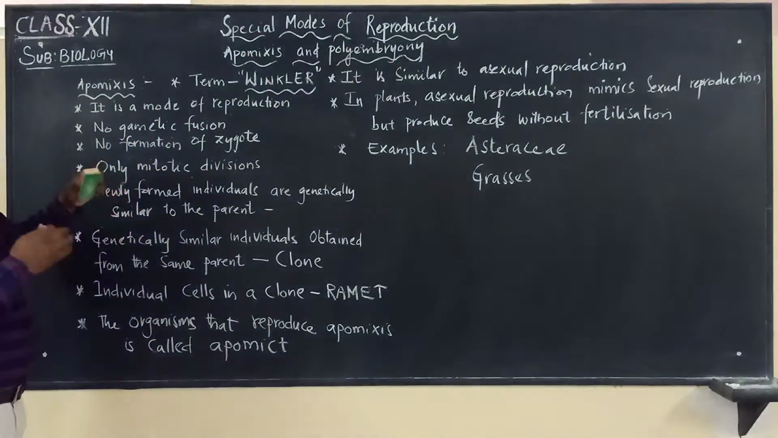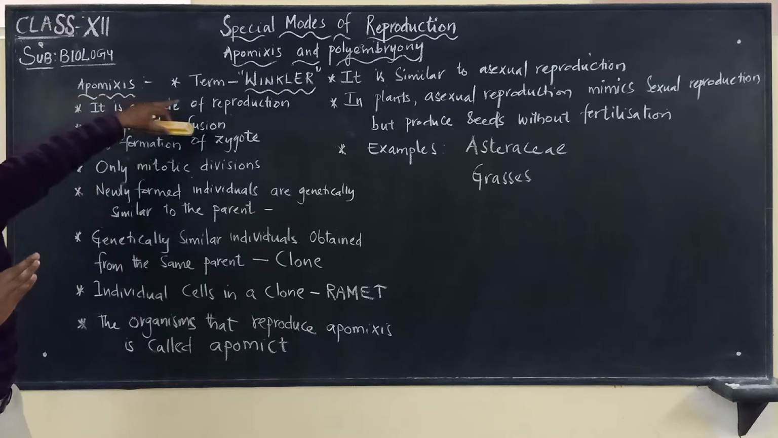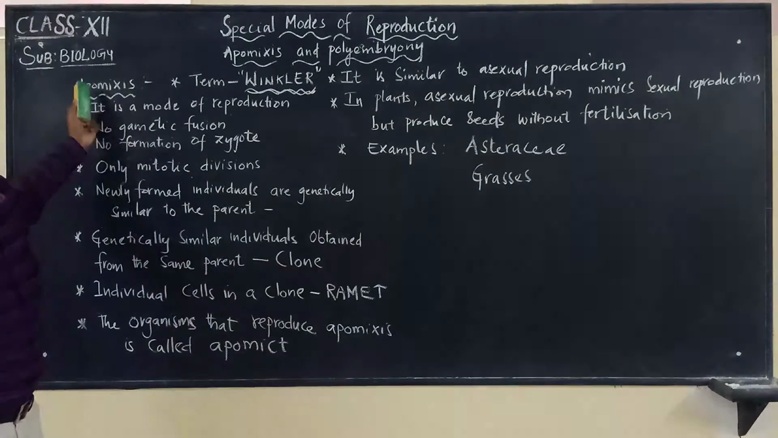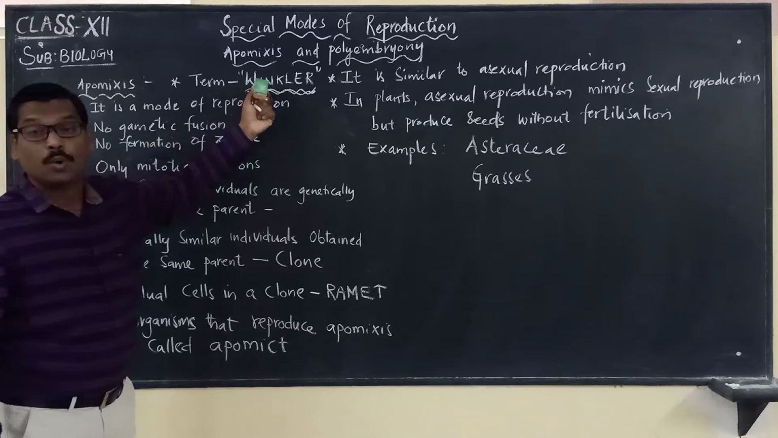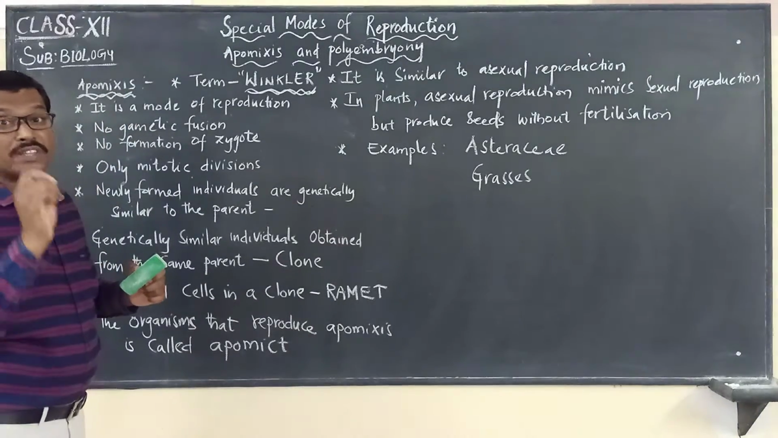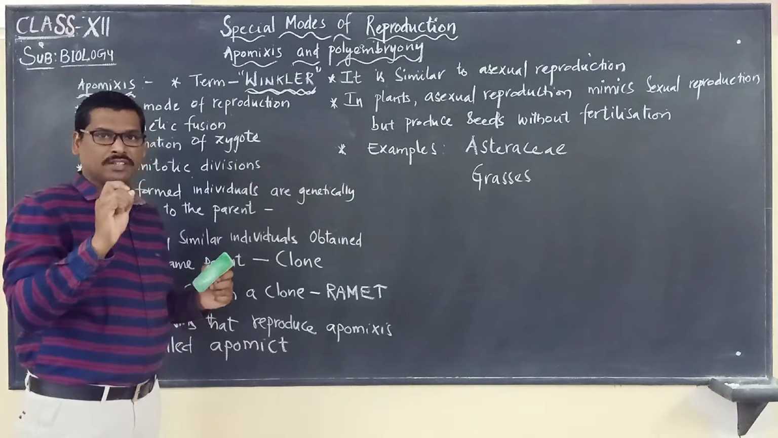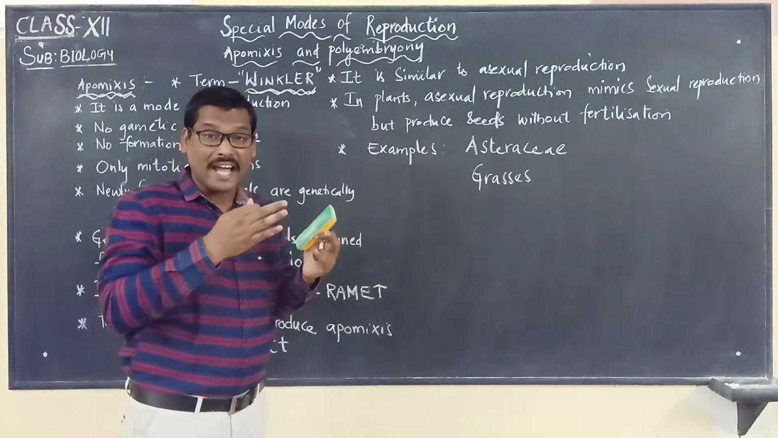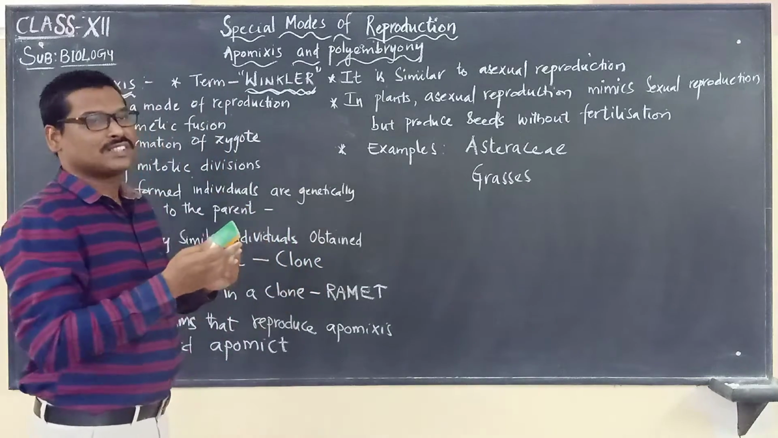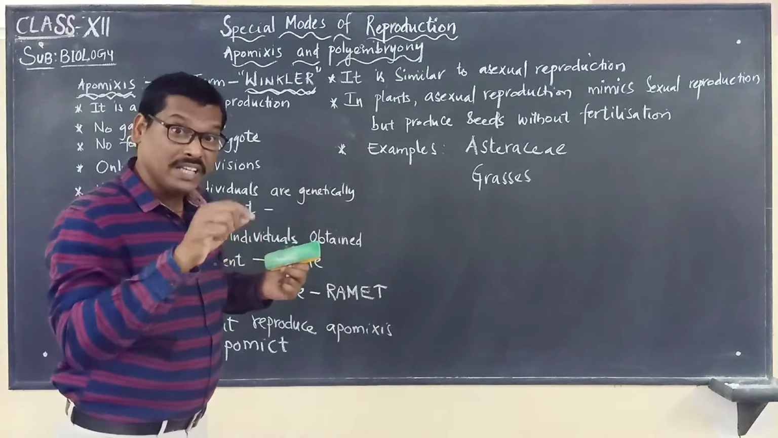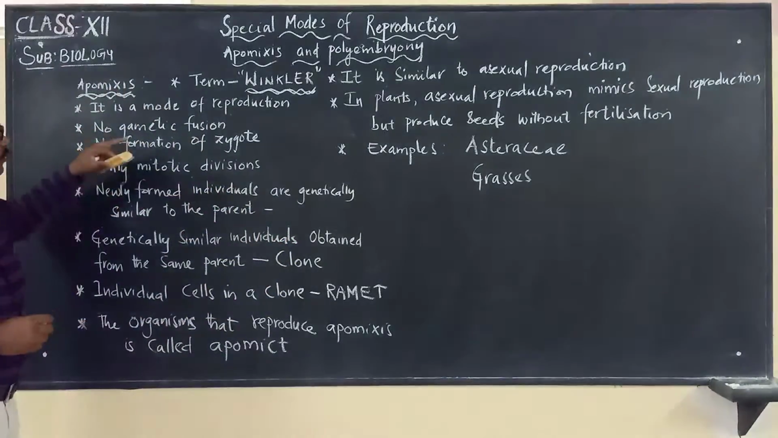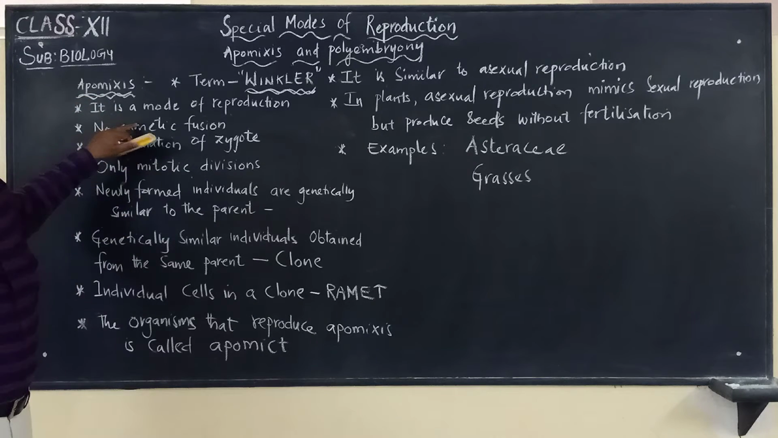Let us now understand apomixis very clearly. The term apomixis was given by a scientist known as Winkler. He is the first person who used this term. Apomixis means seeds are formed without fertilization. We know that the end product of fertilization is seed. But here we come across a special mode of reproduction in which seeds are formed even without fertilization. That is the interesting point to keep in mind. So the first point to remember about apomixis is that it is a mode of reproduction.